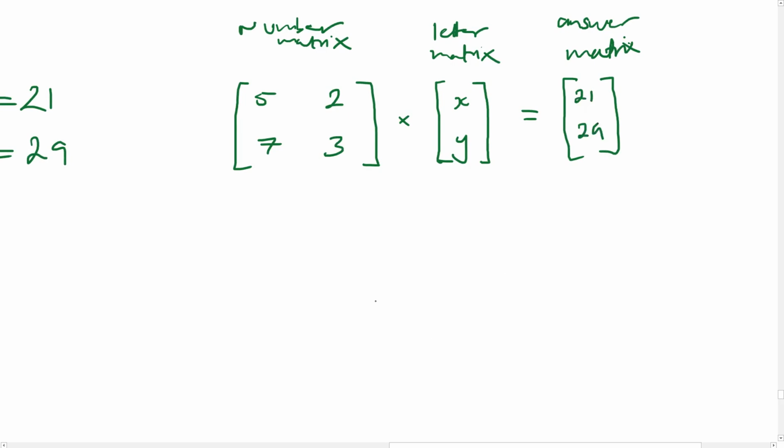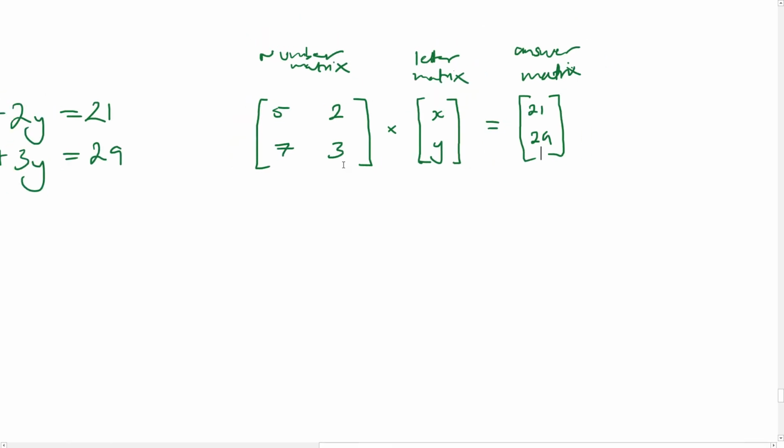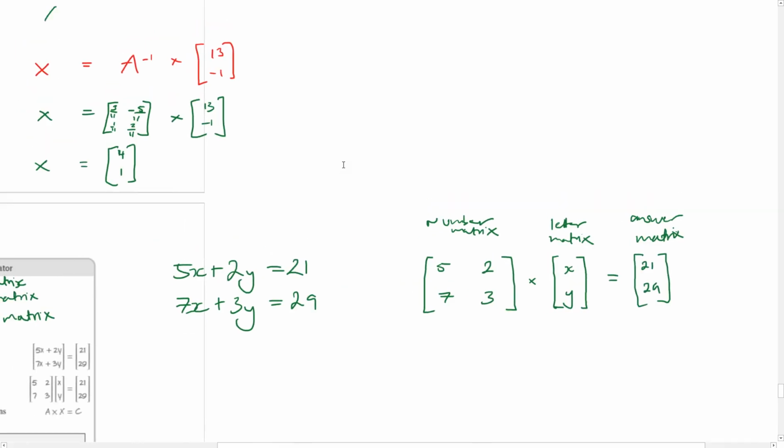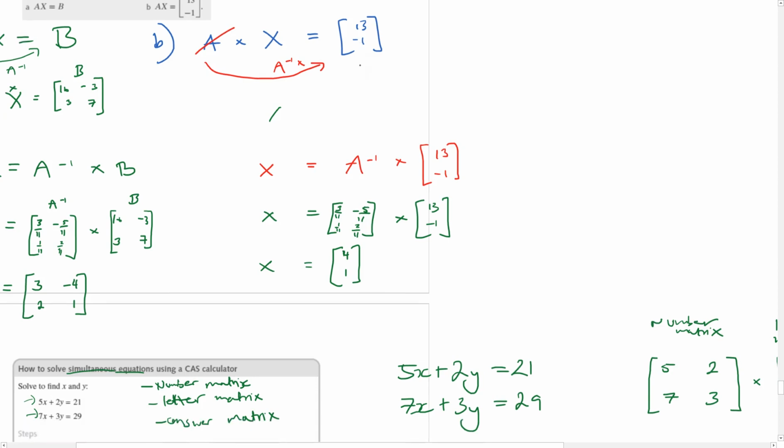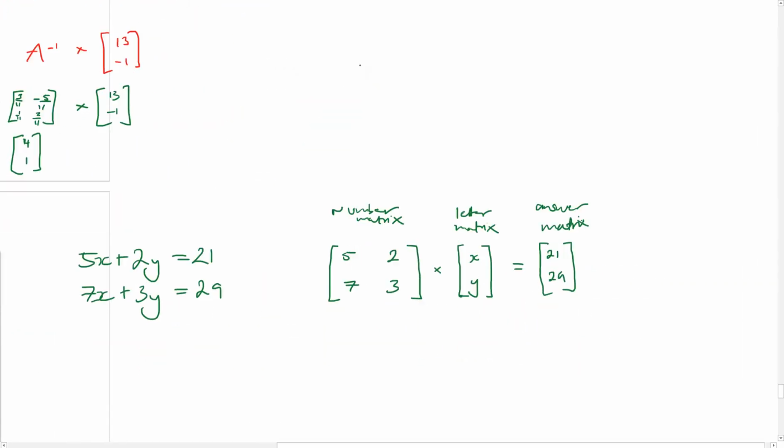Okay, now, you can probably see what's happened here. It's actually quite similar. Let me just zoom out a bit. Similar to what we've been doing here, and it's the same process, okay? You can think of this as the number matrix, letter matrix, answer matrix. And all you have to do is get the inverse of that number matrix, bring it to the other side, and then multiply it with the answer matrix. So let's do that. It's the same principle here now.